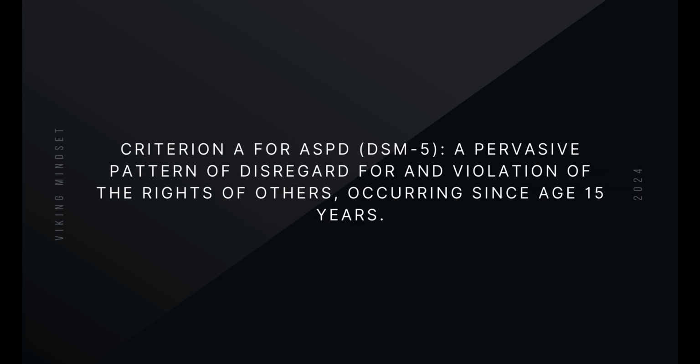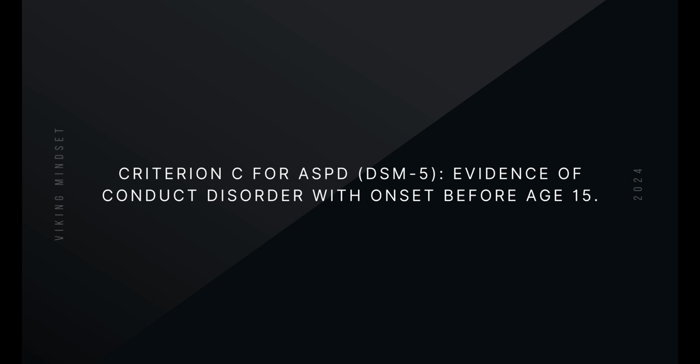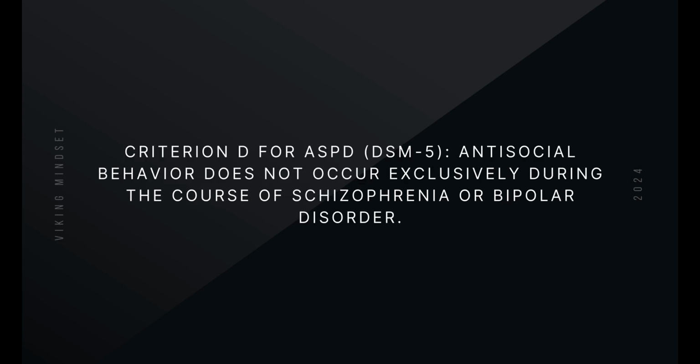As far as the DSM, criterion A, a pervasive pattern of disrespect for and violation of the rights of others occurring since the age of 15 years. Criterion B, the individual must be at least 18 years old. Criterion C, evidence of conduct disorder with onset before the age of 15. Criterion D in the DSM-5, antisocial behavior does not occur exclusively during the course of schizophrenia or bipolar disorder.